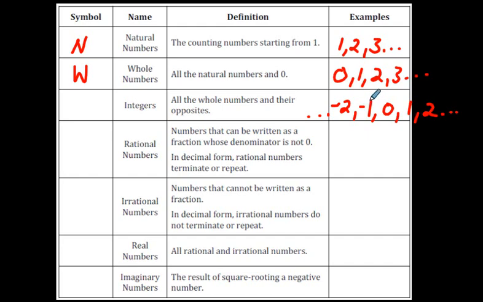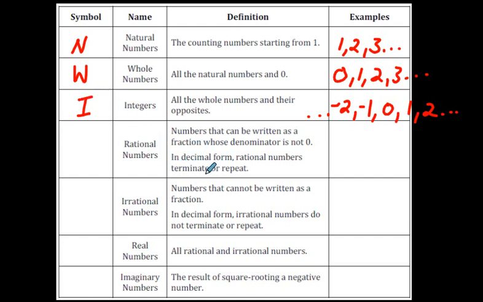By the way, opposites means, well, negative 2, the opposite of negative 2, is 2. The opposite of negative 1 is 1. I'm not sure about 0. I guess 0 doesn't really have an opposite. It's just itself. All right. Anyway, integers most often with the capital I. That's most often the symbol.